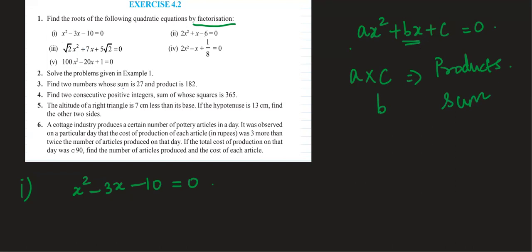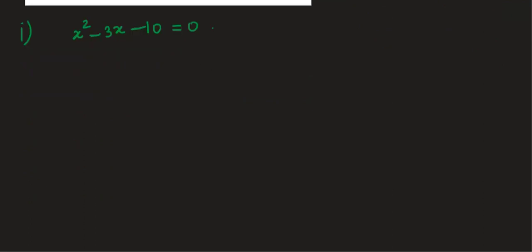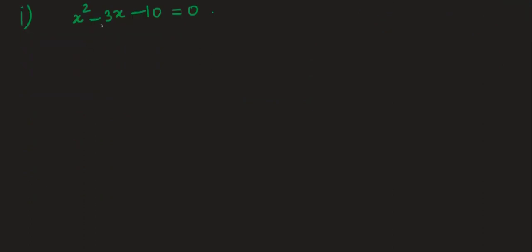Okay, so I'll solve the first question, then it will be easy for you to follow. So the first question is x square minus 3x minus 10 is equal to 0. Now I'll have to find 2 numbers whose product will be the coefficient of x square times the constant term. So that will be 1 into minus 10. You'll have to consider the sign also, so 1 into minus 10 will become minus 10. Okay, and the sum of the 2 numbers which I'm going to select should be minus 3, that is the coefficient of x. Okay, so this is the condition.